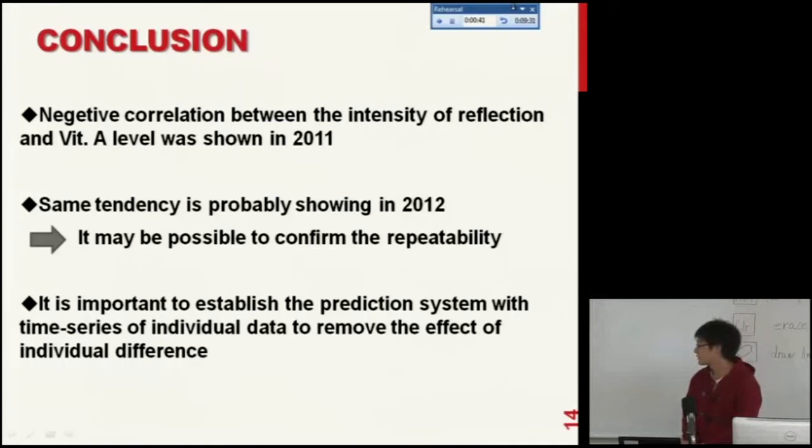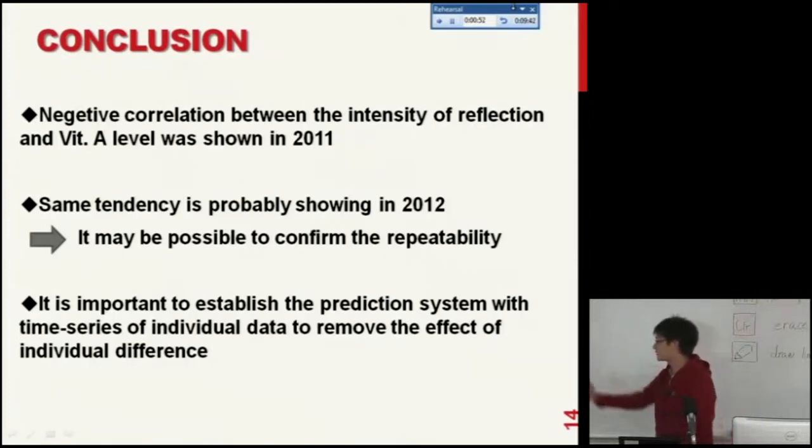And it is important to establish the prediction system with time series individual data to remove the effect of individual difference. Now I'm making this time series of individual data.